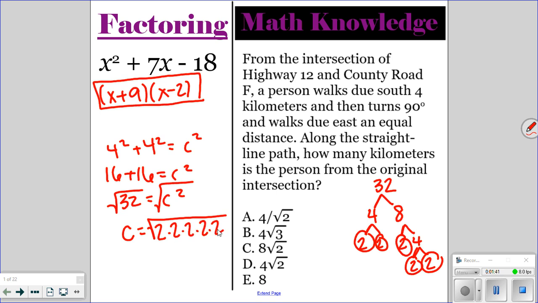So that makes 32. We're dealing with square roots. So to take anything out of a square root, you have to have 2 of them. You have to have a pair. So this is one pair, and I can pull it out and put it on the outside. And this is another pair, and I can pull it out and put it on the outside. So we have 2 times 2 on the outside, which is 4, and then there is one little 2 left on the inside. So your answer would be 4 square roots of 2.